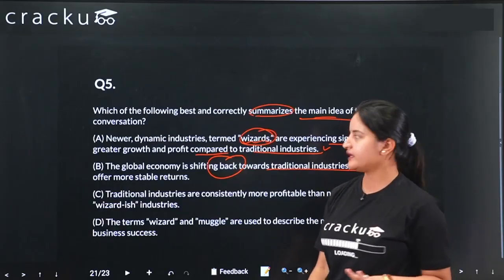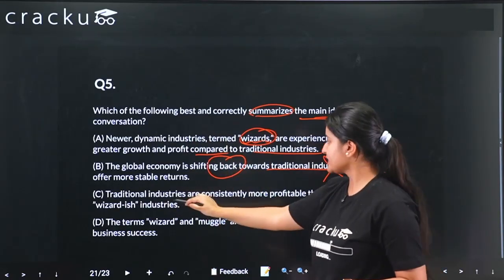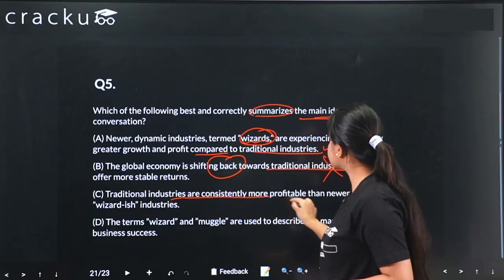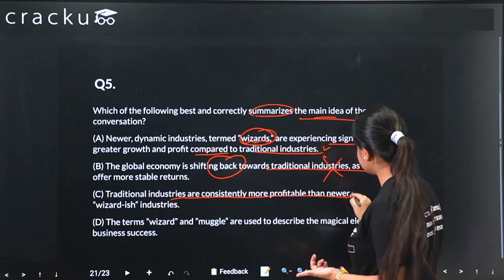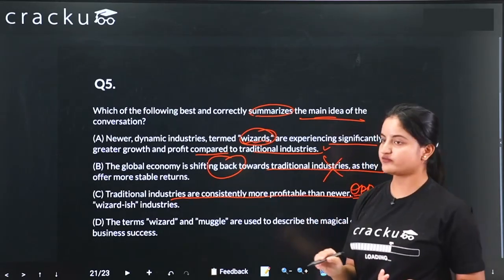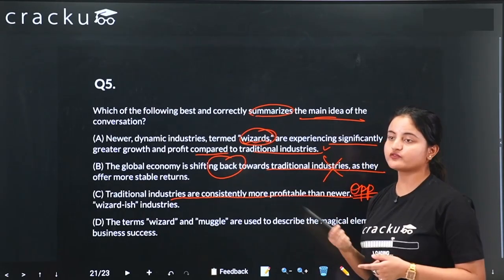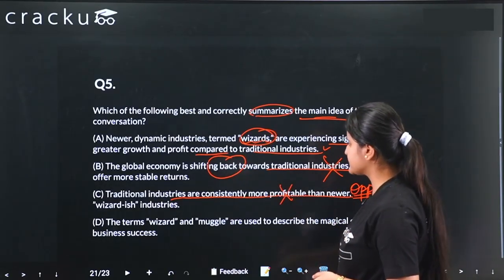Absolutely opposite. Economy is moving towards dynamism. Traditional industries are consistently more profitable. No, this is opposite. This information is simply the opposite. They are not more profitable. In fact, the growth of new wizard industries is more. So this is also wrong. These two are opposites only.